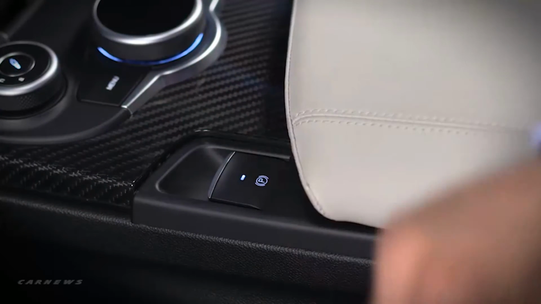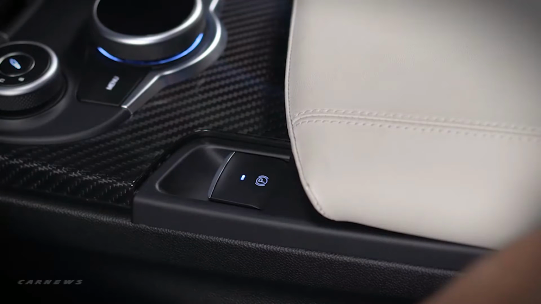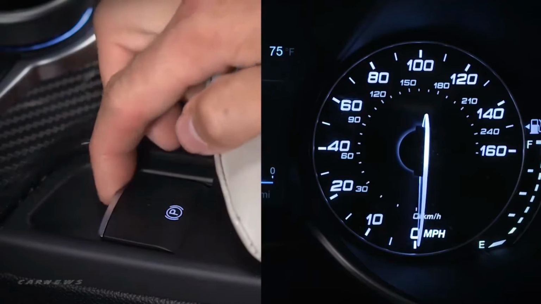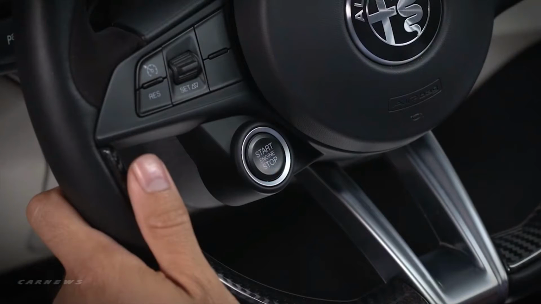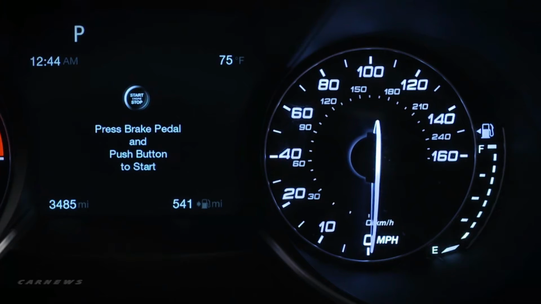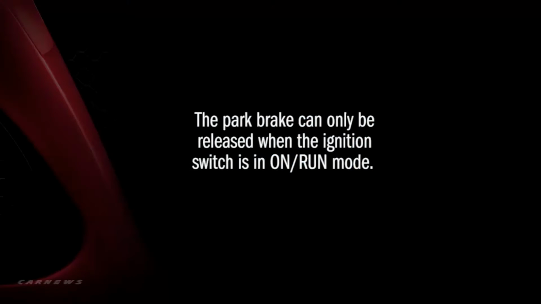And if your foot is on the brake pedal while you apply the park brake, you may notice a small amount of brake pedal movement. This is also normal. Once the park brake is fully engaged, the brake warning lamp in the instrument cluster and the LED indicator on the switch will illuminate if the ignition is in on-run mode. If the ignition is off, the brake warning lamp will not illuminate. Keep in mind, though, that the park brake can only be released when the ignition switch is in on-run mode.